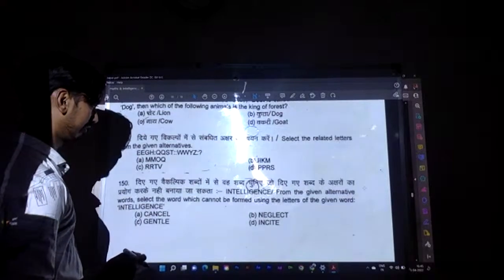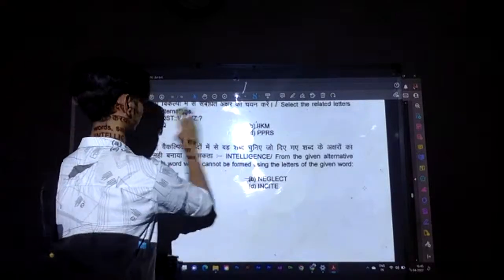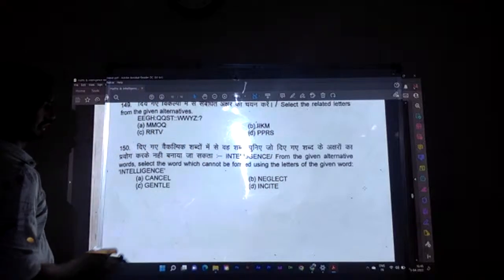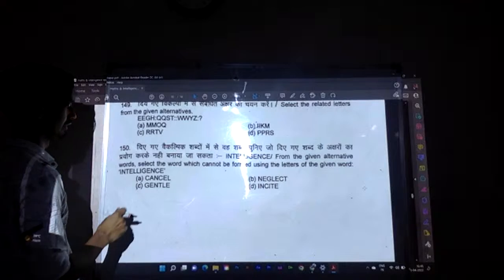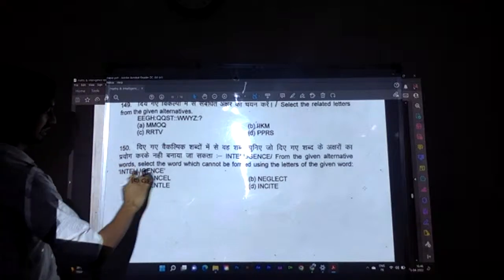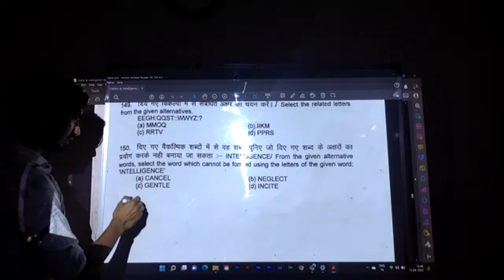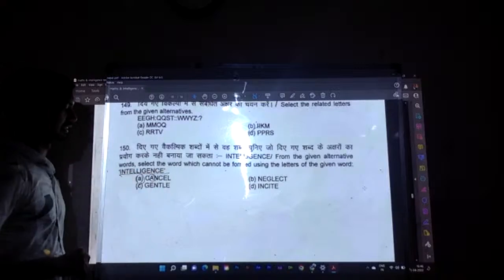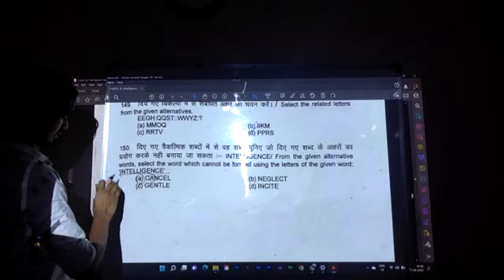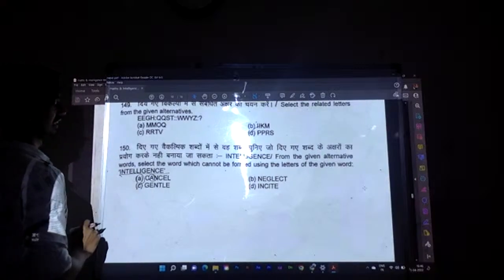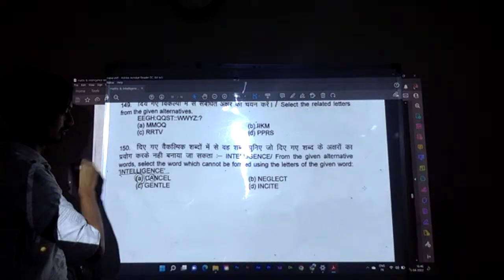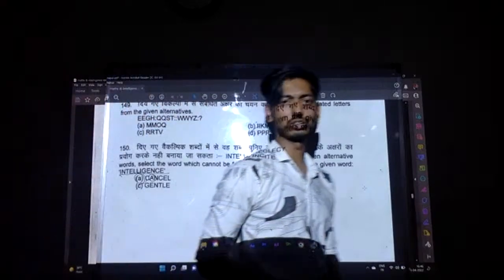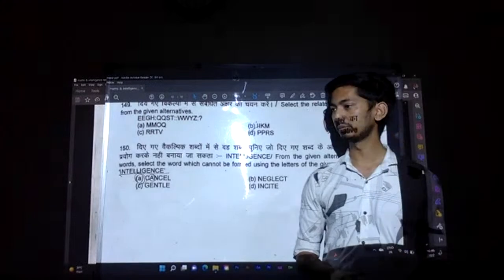In question number 150, this is again the same type of question. You just have to look for the word which you can't spell using the letters in the word intelligence. When you look at option A, the letter A is present, which is not present in the word intelligence. So the correct option is option A. I hope you got all the answers from the intelligence part of this paper.